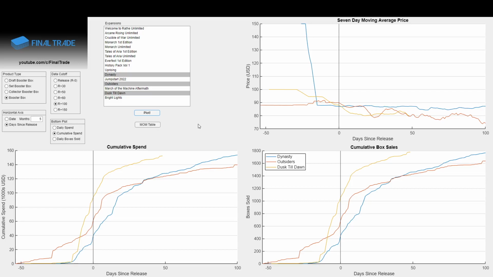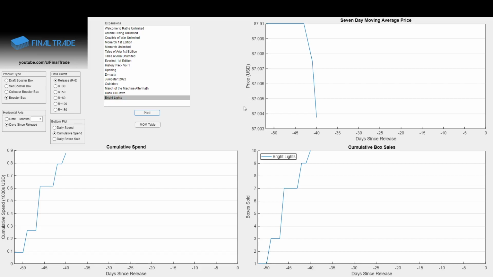and maybe increased it a little bit. And for that matter, Bright Lights, when its time comes for release, we hope that it at least matches Dust Till Dawn, or if it's less on the cumulative spend basis, that it's not considerably less. And thus far, there's really nothing to say about Bright Lights. Of course, it is still over a month until release. It's sold a mere 10 boxes so far on TCG Player because it's just not on people's radar yet. It's too far out from release.